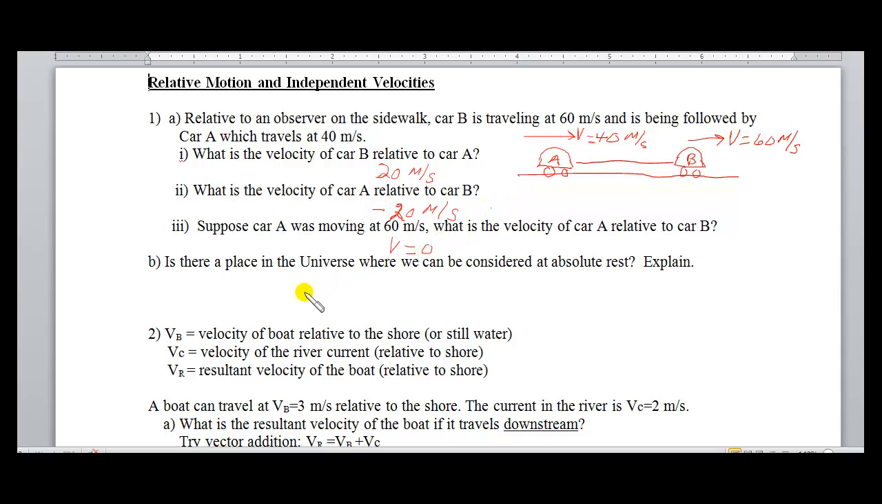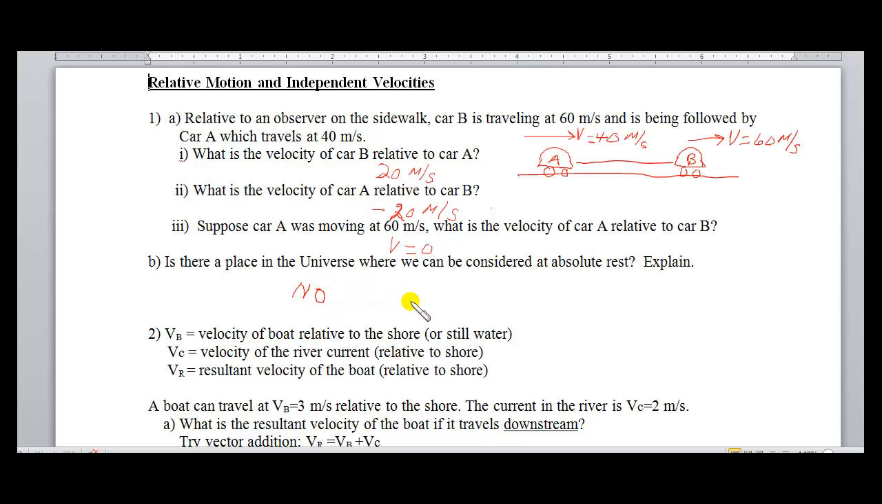As a matter of fact, let's take a look at this question. Is there a place in the universe where we can be considered to be at absolute rest? That is a place where everybody would agree that, okay, the velocity is zero at that particular point in space. And it turns out the answer is no, there is no such place.